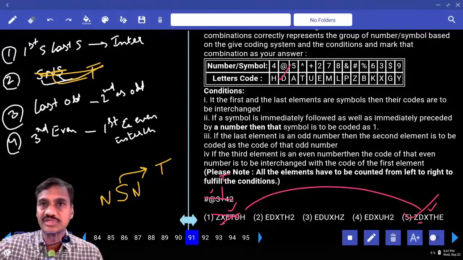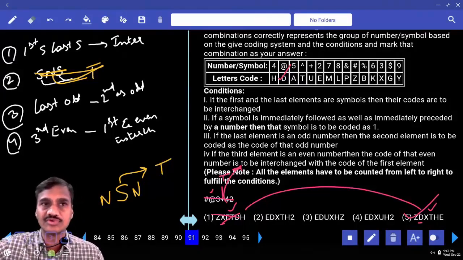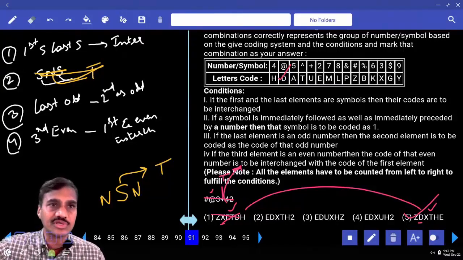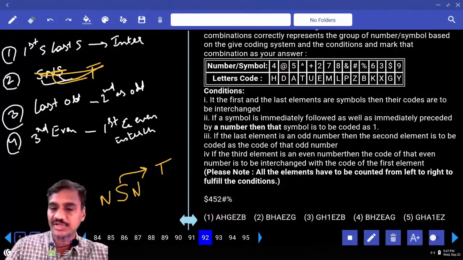No need to check out each and every choice and convert the elements into the codes. If 2 choices remain, then start comparing between these two. Whichever is different, we need to check out that element only. 91. Then coming to 92.